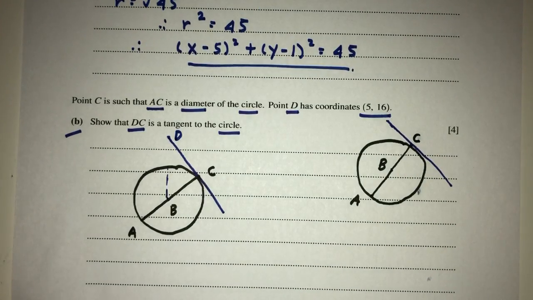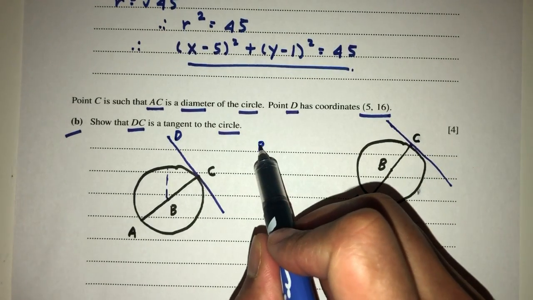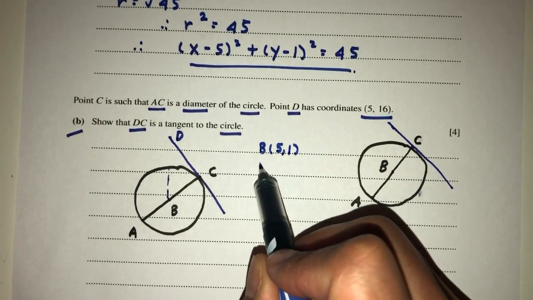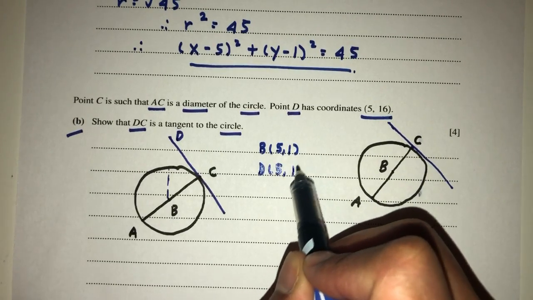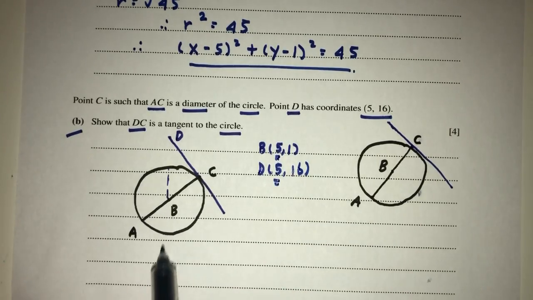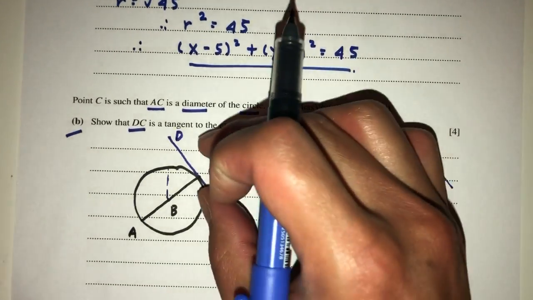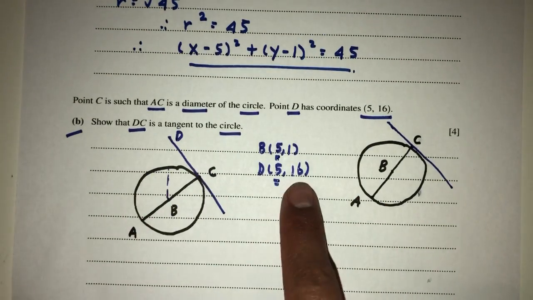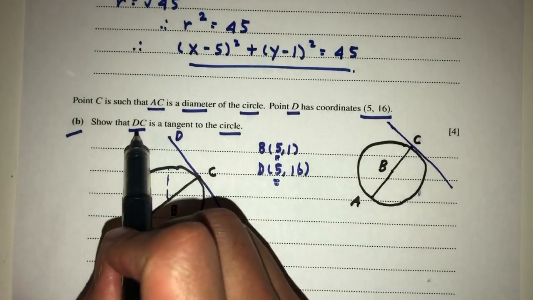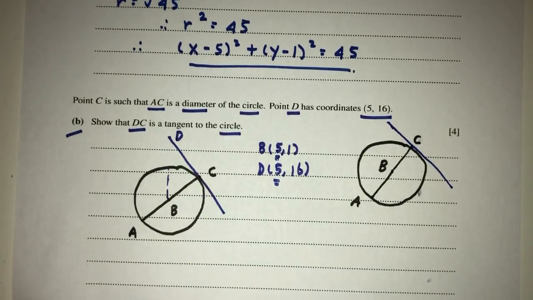How? If you look at the coordinates, B is given to you by (5, 1) and D is given to you by (5, 16). So they have the same x coordinates. It means that they lie on the same vertical line. That's how we know. Just the distance is different for the y values. Okay, so we have to show that DC is a tangent to the circle.